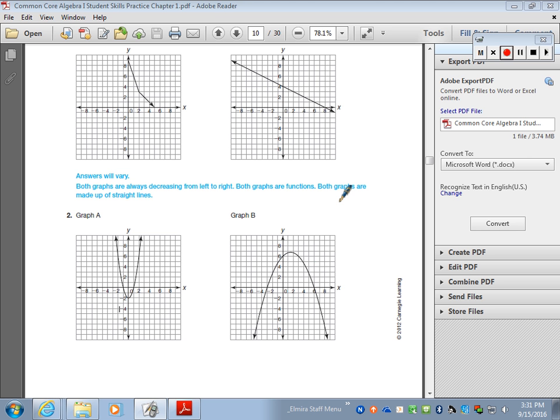If I was doing number 2, I wouldn't just say both of these graphs are U-shaped. Okay, you could say both graphs are U-shaped, but I could also say both graphs are continuous. I could say both graphs are functions.